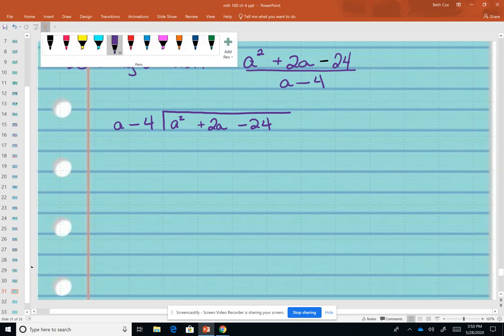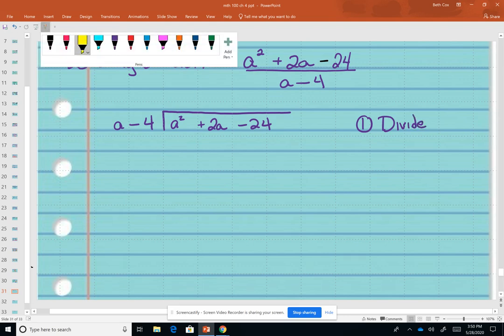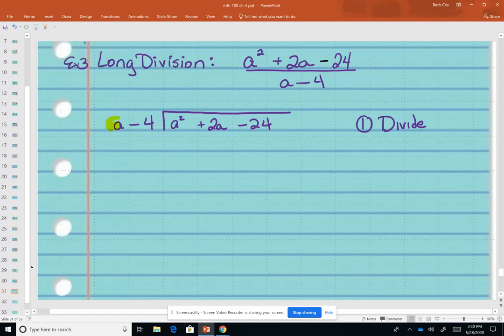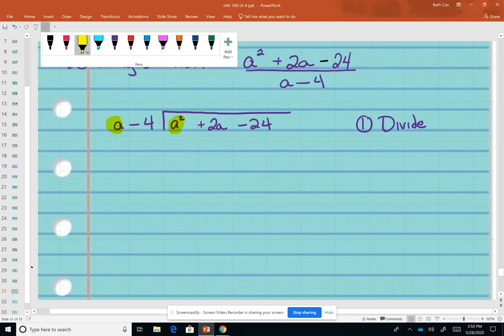Now, I'm going to do long division the way I did it, and I am going to do some color coordinating. I'm going to use this purple. So my first step is going to be divide. Okay. And so what I'm actually going to divide is just those two. And that's all I'm going to do on this first step. So I'm going to write that down.